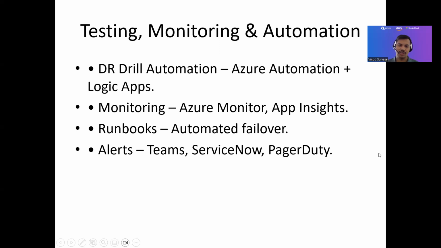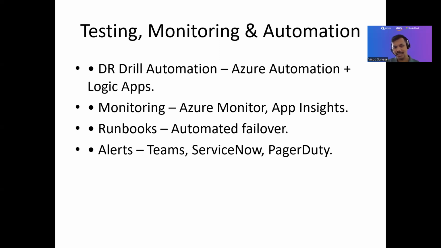Testing, monitoring, and automation. This is paramount. We cannot skip it at all, and we should have everything built in and baked in, right? Starting with disaster recovery drill automation using Azure Automation plus Logic Apps in the Azure context. Similarly, AWS and GCP can do this as well.